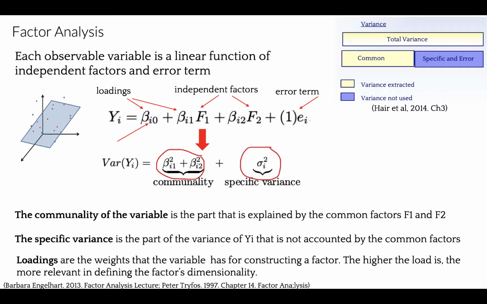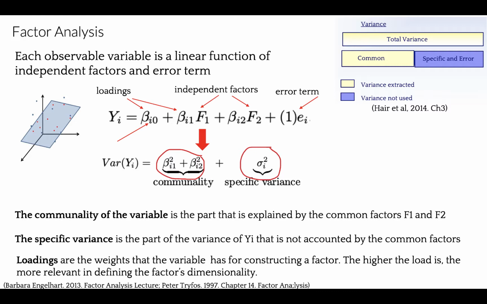From the linear function, we can calculate the variance for the variable y. We see that the variance of yi consists of 2 parts. The first, the communality of the variable, is the part that is explained by the common factors, f1 and f2. The second, the specific variance, is the part of the variance of yi that is not accounted for by the common factors.